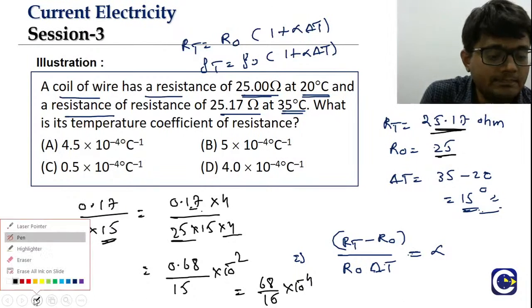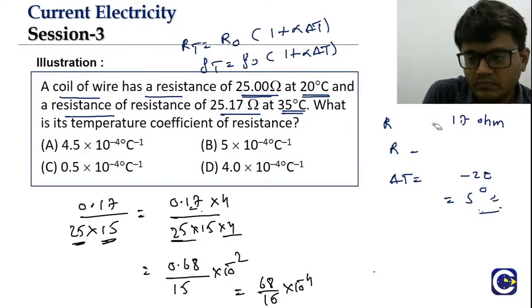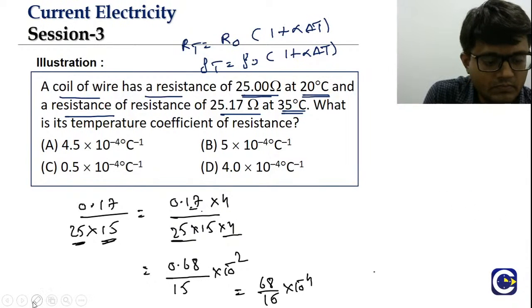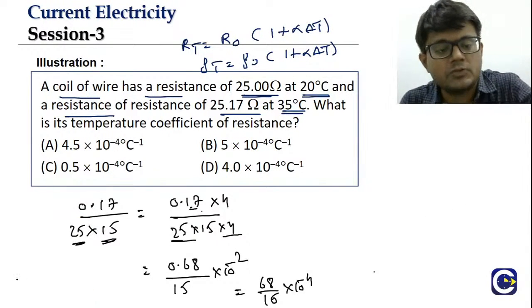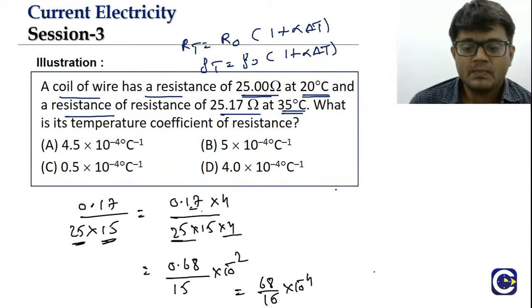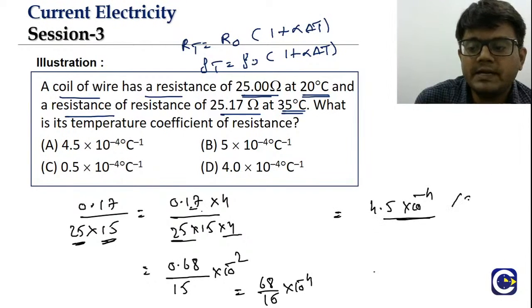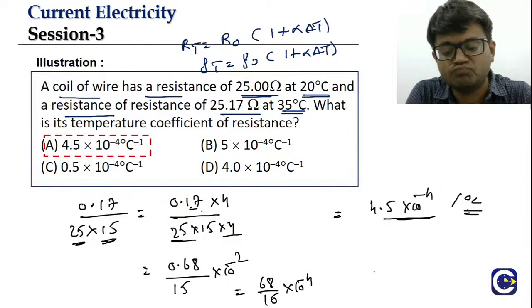Check, what is the answer? 68 by 15 is approximately 4.5, right? So approximately 4.5 into 10 power minus 4 per degree Celsius. Check, what is the answer? It will be Option A.